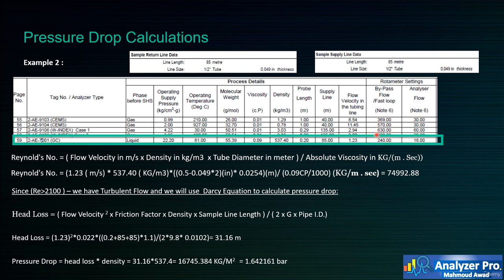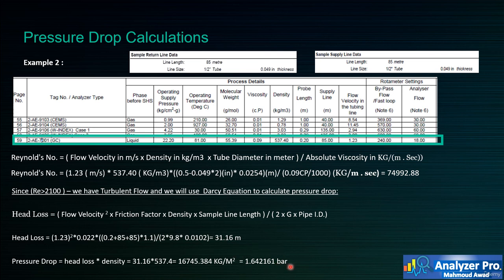When we calculate the Reynolds number using the same equation as the previous example, we find that the Reynolds number is 74,992, which is higher than 2,100, so the flow is turbulent and we will use the Darcy equation to calculate the head loss. When compensating in the Darcy equation, we will account for the complete line length that is equal to the probe length, plus the supply line length, which is 85 meters, and the return line length, also 85 meters. After compensation we get that the head loss is equal to 31.16 meters, and by multiplying this head loss with the sample density we get that the pressure drop is equal to 1.642 bars.